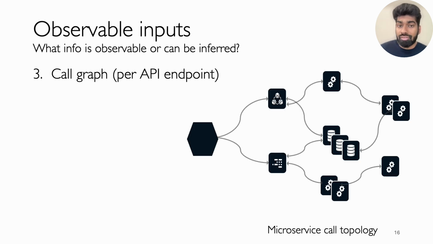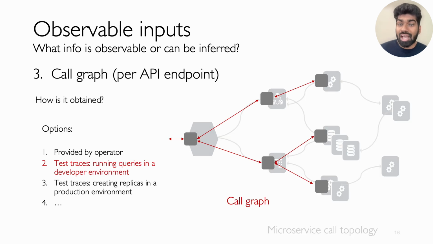Next is the call graph. The call graph is essentially the path we expect the execution of a request to take. So for example, for the execution of a single request of a particular type, the request might traverse only a subset of services as shown by the red lines. We use the API endpoint a request hits to classify a request to be of a particular type. And we call the set of services invoked to be the call graph.